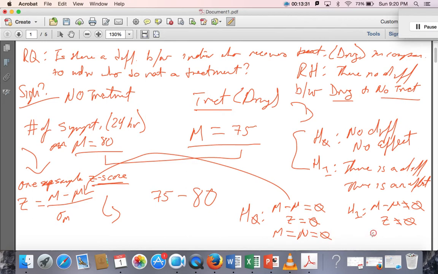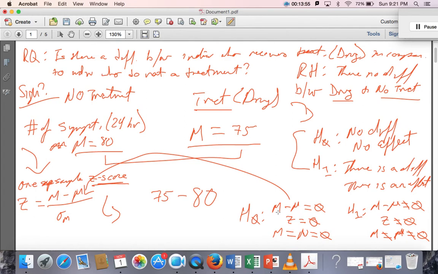And the alternative would say my group average is not equal to the population average, which is not equal to 0 in this particular case. Okay? So here, this is the way that we would symbolically write out our null and alternative hypothesis in our particular case for our one sample z-test.